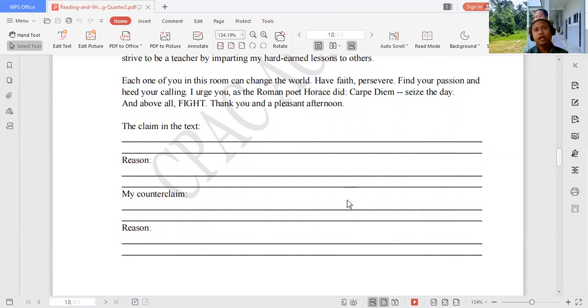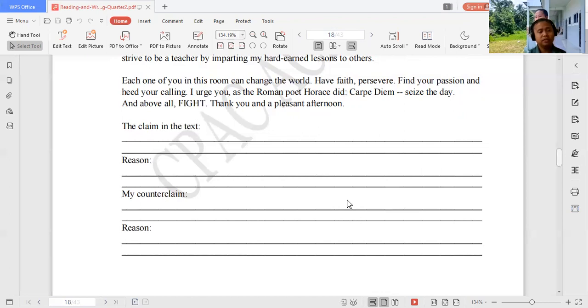Say, for example, if Manny Pacquiao said the Earth is not part of the solar system. That is his claim. Now, what is his reason? You're going to write the reason as well.